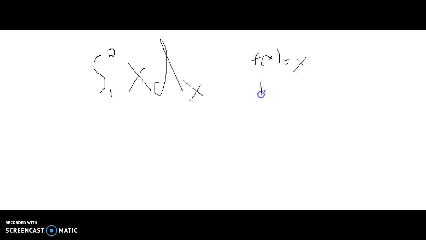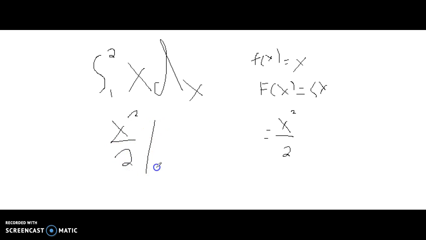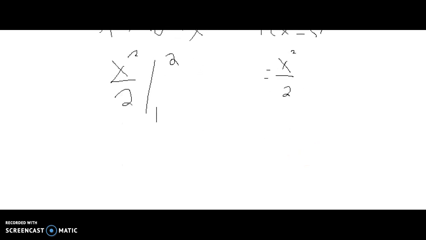So what the antiderivative of f of x is, or what the integral of x is, it's going to be x squared over 2. So now we're going to put the antiderivative into the equation. Squared over 2 from 1 to 2. So now we end up with this.